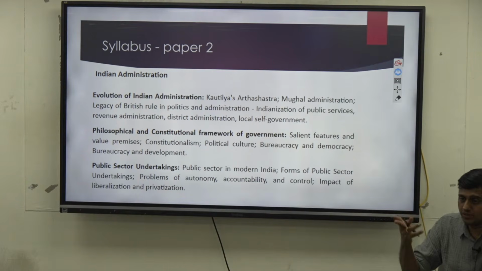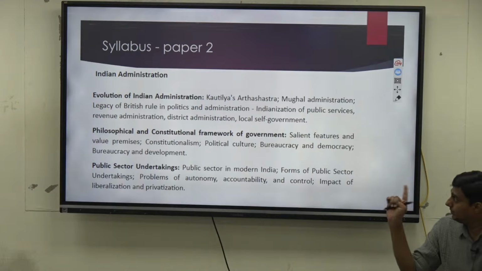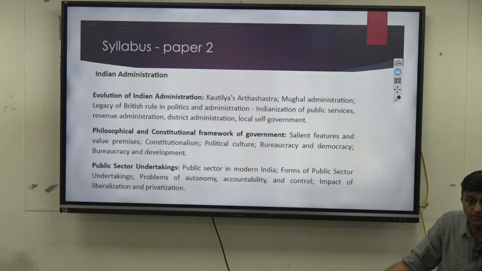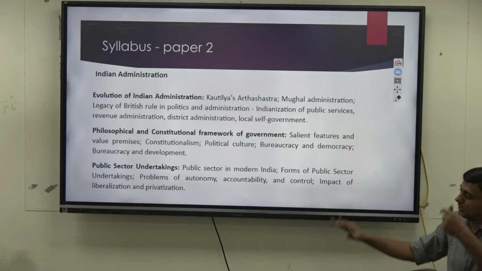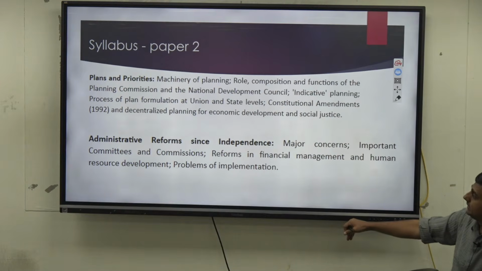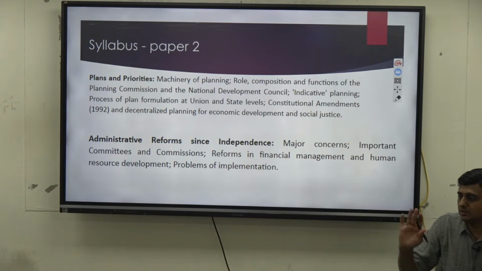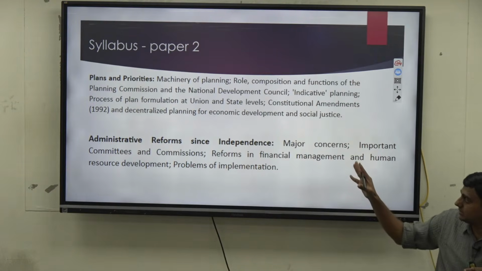And then, remember in Mughal, in ancient medieval, you study the Mansabdari system. That is a famous topic even here, Mughal administration. Akbar's Mansabdari system. Sure, we'll discuss that later. Then your plans and priority. Plans and priority means what? Planning Commission to Niti Aayog. What has happened? That's your plans and priority.